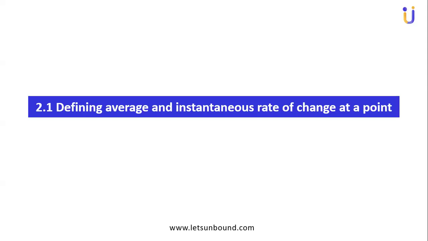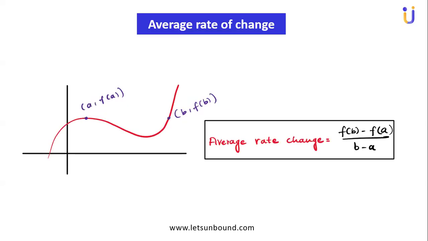So first subunit, defining average and instantaneous rate of change at a point. First, what is average rate of change? We know speed is distance over time, right? This is a change over a time, how much distance you have traveled. That is the speed. So it's a basic idea.